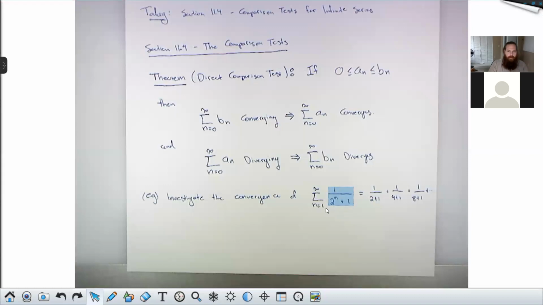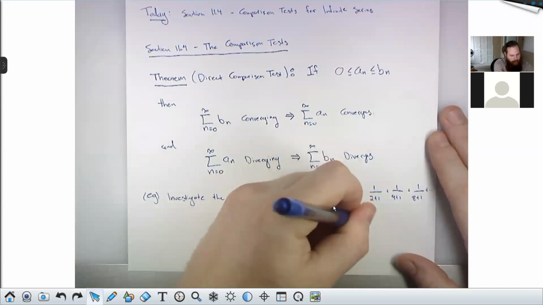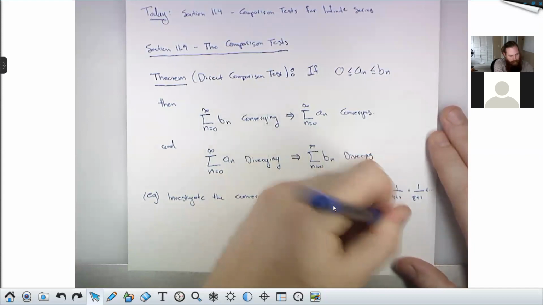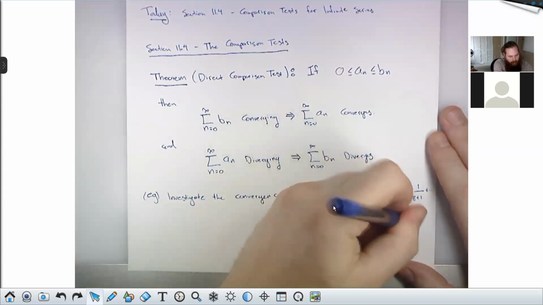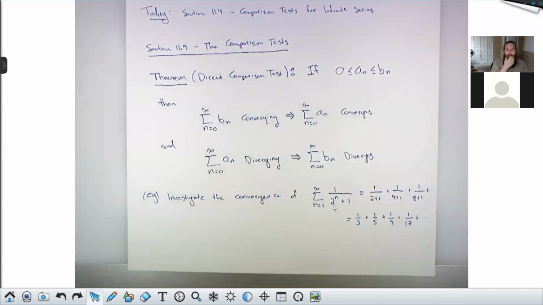If we look at just the 1 over 2 to the n plus 1 piece, what you notice is that this is 1/3 plus 1/5 plus 1/9. The next term would be 1 over 17, and so on. This is a little bit smaller than 1/2. This is a little bit smaller than 1/4. This is a little bit smaller than 1/8. This is a little bit smaller than 1/16.